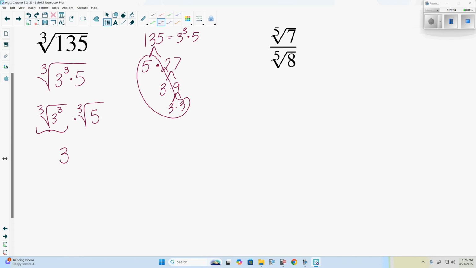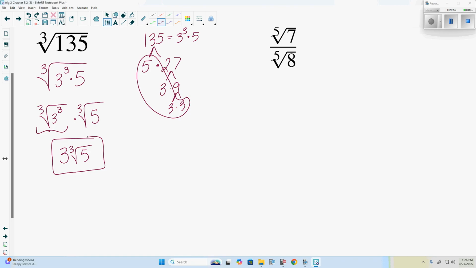Well, no, we only have one 5. So I was going to say the cubed root of 5. And that's it. Because we can take out all the whole groups of that radical that we can. Any that we can't, we leave.